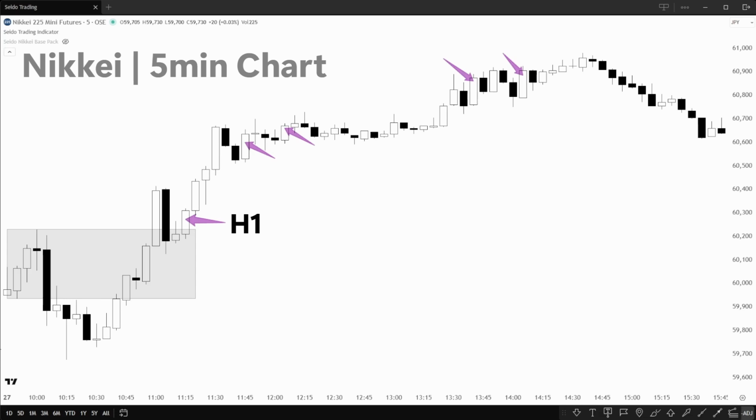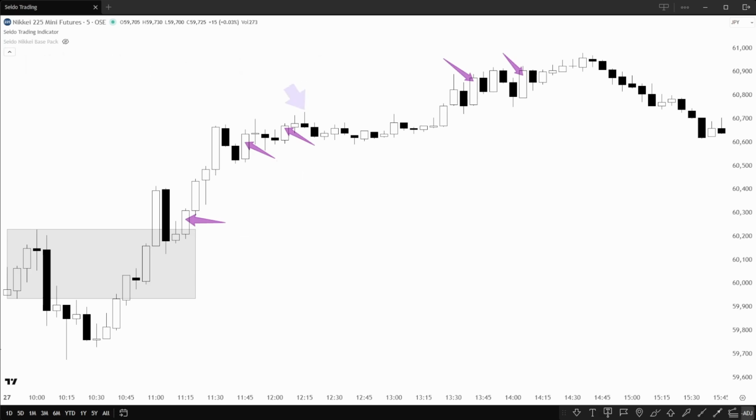Price then trades with momentum through the high. That's a successful H1. Two further pullbacks provide successful H1s for the bulls. From this reference high here, this becomes an H1. As price did not trade to a new high before again pulling back, this candle here produces an H2.